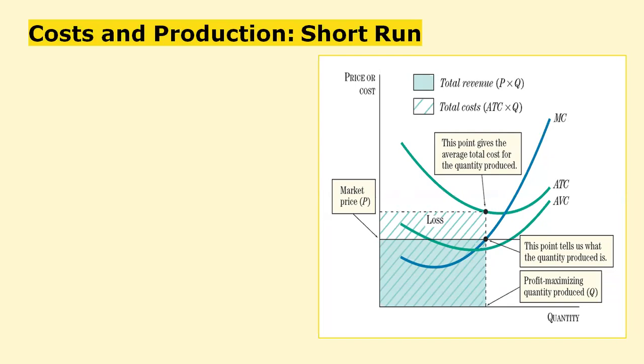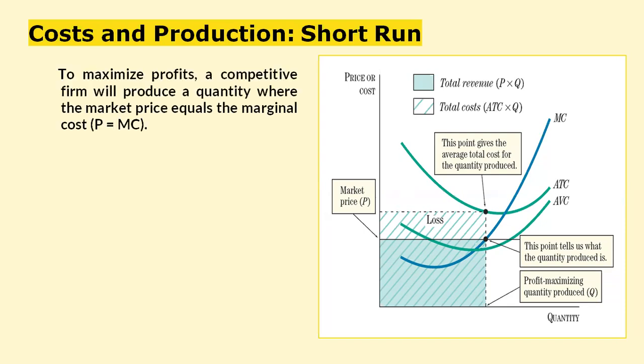Costs and production, short run. To maximize profits, a competitive firm will produce a quantity where the market price equals the marginal cost.